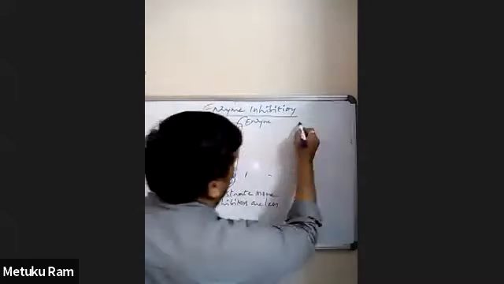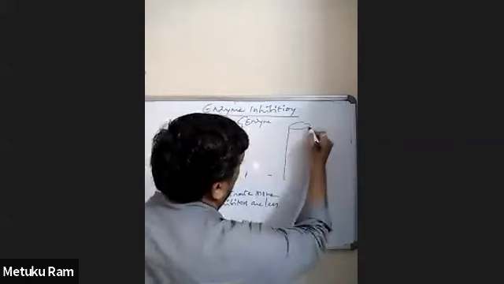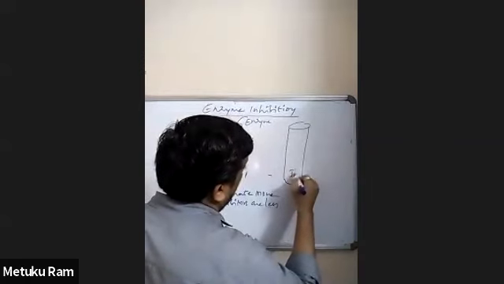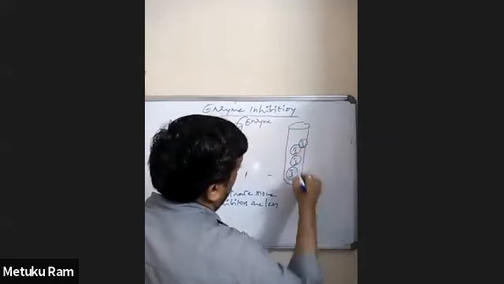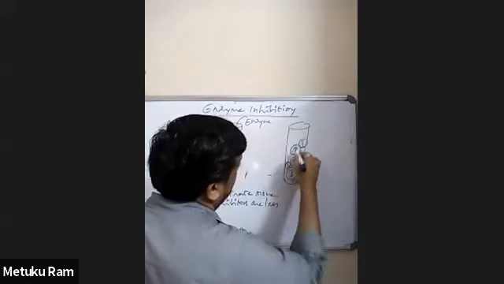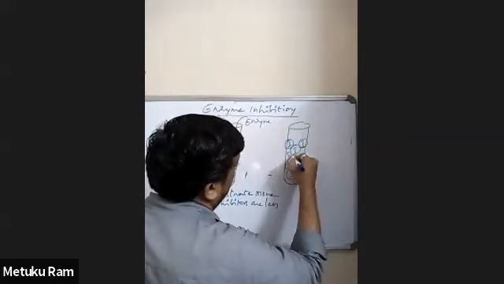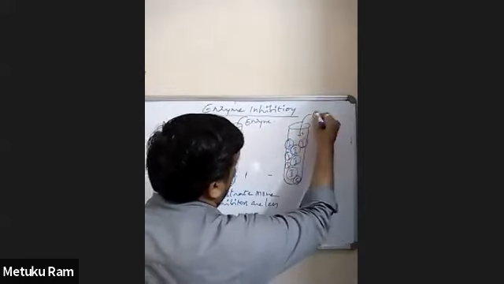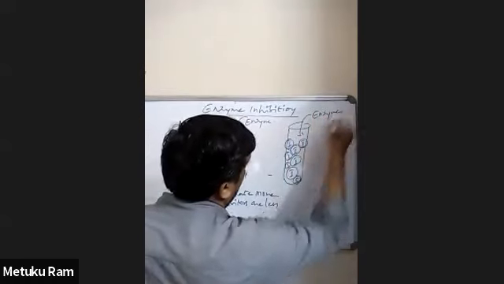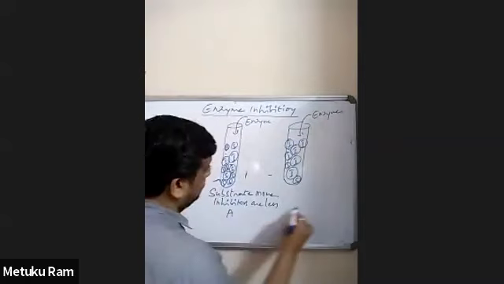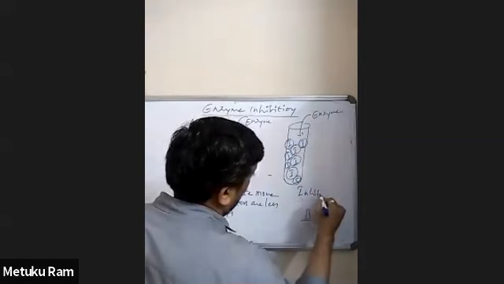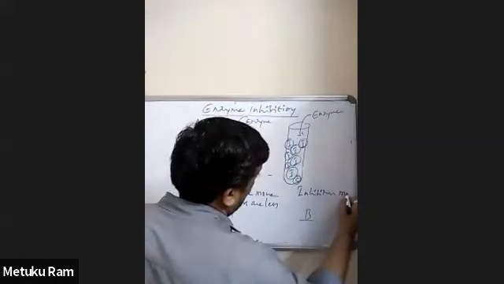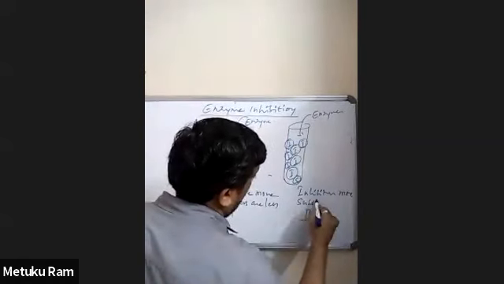Now in another test tube here, the inhibitors are more and the substrates are less. And again, the enzyme is added here. Now this is A and this is B. Here, inhibitors are more, substrates are less.